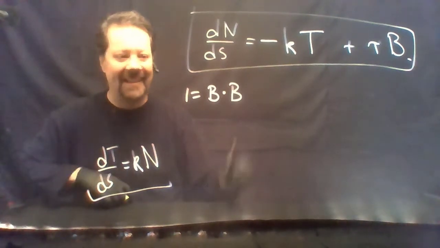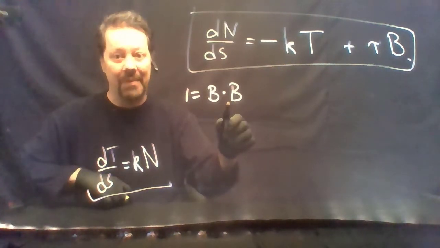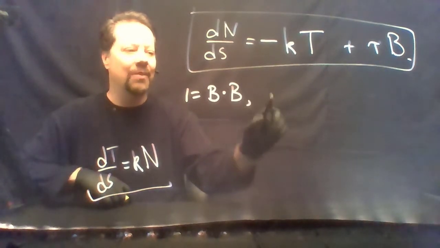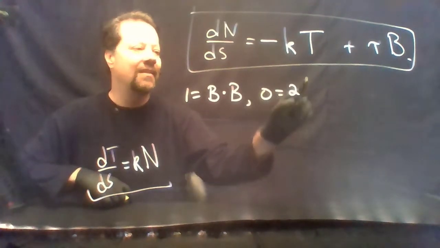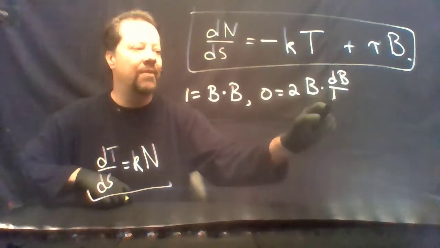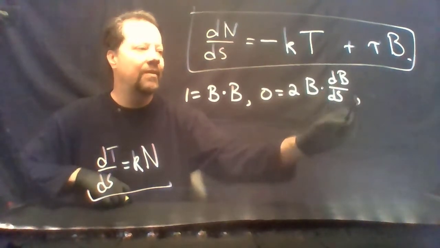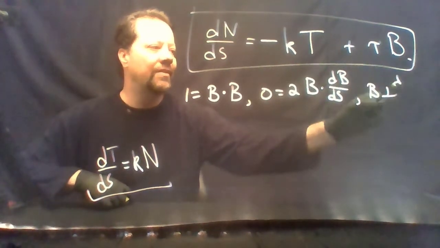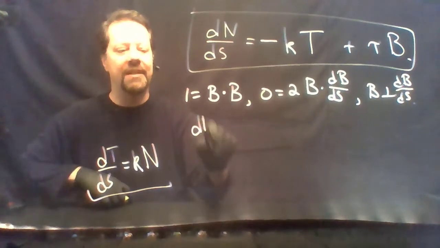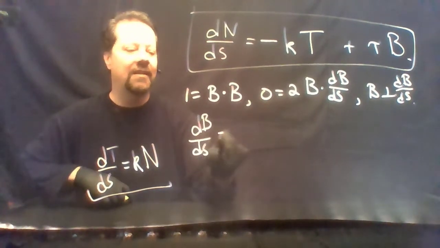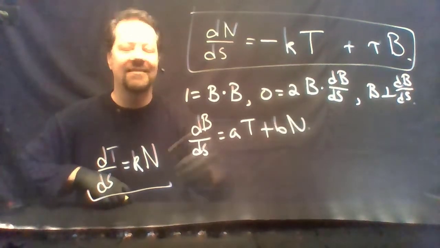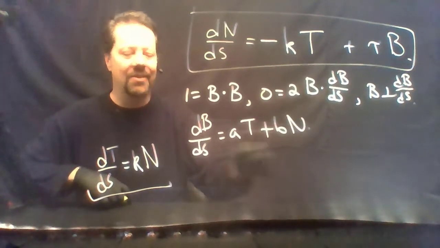We'll play the game again. One is b dot b, because b is a unit vector. We'll take the derivative and get twice b dotted with the derivative of b with respect to s, which means that b is orthogonal to dB/ds. So whatever dB/ds is, it has to be a scalar times t plus another scalar times n. We just have to figure out what these two scalars are.